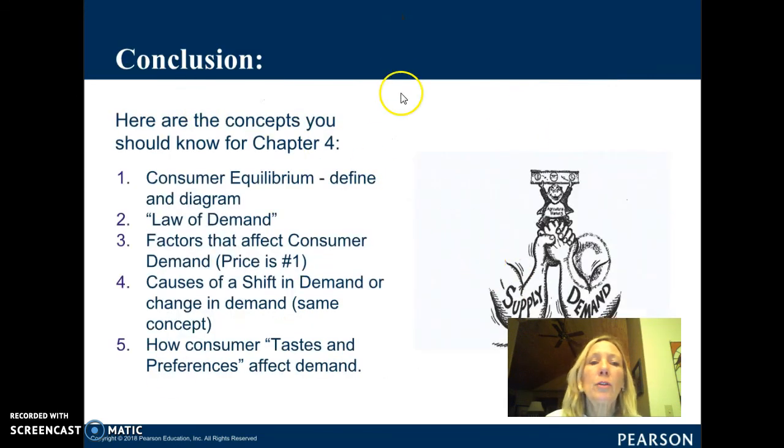Okay, finally, in conclusion, what did you learn in this chapter? You learned about consumer equilibrium, the point where utility and the budget are maximized or equal. Law of demand, as price increases, demand decreases. Factors that affect consumer demand: price, income, price of substitutes, and consumer tastes and preferences. And then we learned about this idea of shift in demand, which is caused by a change in income. As your income increases, you buy more stuff. The last thing we didn't talk about is changing consumer tastes and preferences.